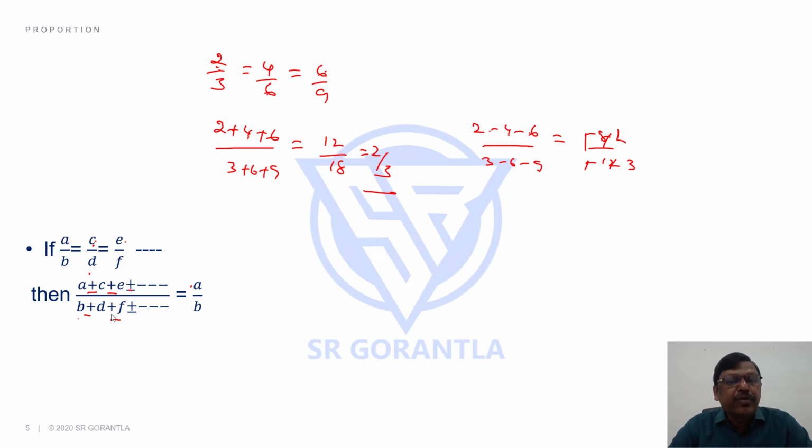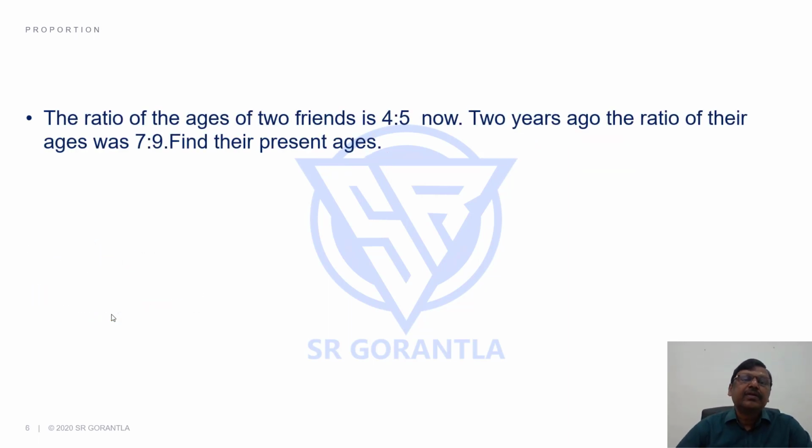Now, these are few important points on proportion. Now, we'll apply them and solve a few questions. The first one: the ratio of the ages of two friends is 4:5 now. 2 years ago, the ratio of their ages was 7:9. Find their present ages.